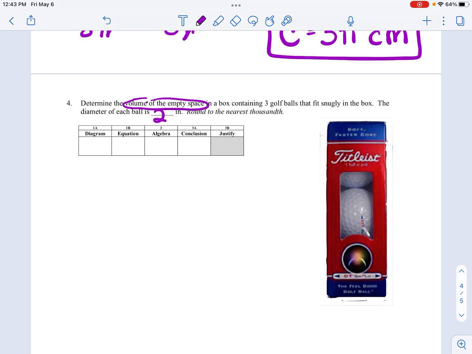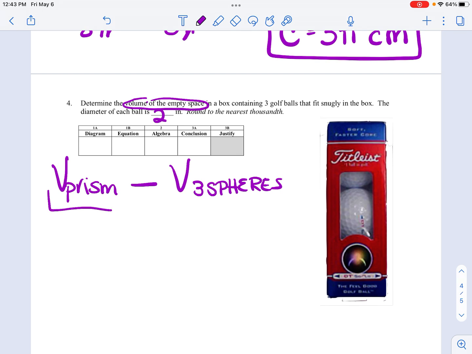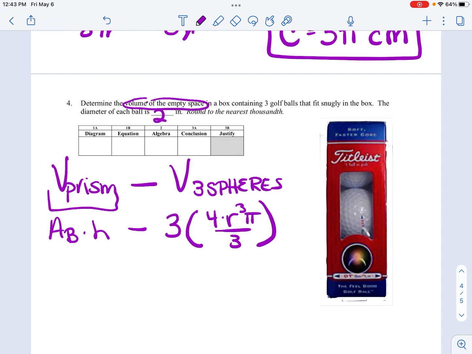So again, I have to speak 3D. So I'm going to find the volume of the prism and get rid of the volume of the 3 spheres. Right? That will tell me how much empty space I have. So the way I find the volume of a prism is I just do area of the base times the height. The way I find the volume of spheres is I'm going to do 3 times 4 times r cubed pi over 3. Okay, so right now I don't really know much.